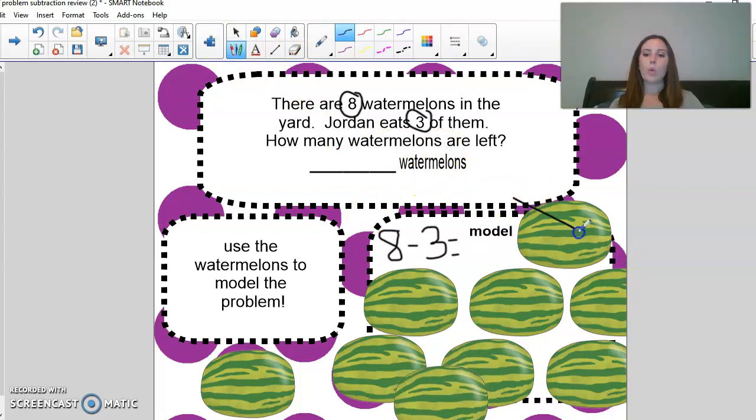Ready? 1, 2, 3. We took away 3 of them. Now let's go count how many we have left. 1, 2, 3, 4, 5. We have 5 left. So let's put it right here. And then go back to the word problem and put it up here. Remember, it's always important to touch it, count it, especially when you have pictures or larger numbers like this when you're subtracting.